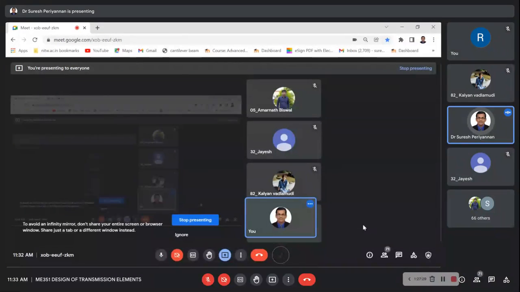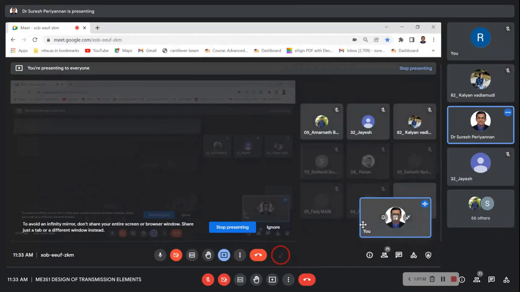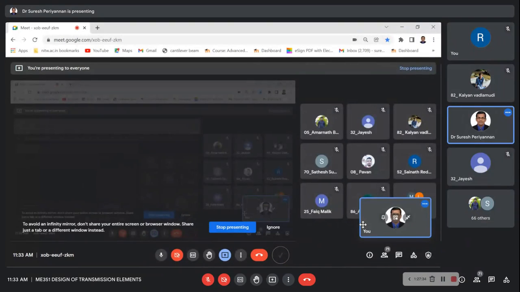We will try to complete the gear topic by coming Tuesday. We have to complete this chapter, and then we start next week and go through bearings. That is my target, because for the mid-semester exam we have to complete at least 3 to 4 chapters.